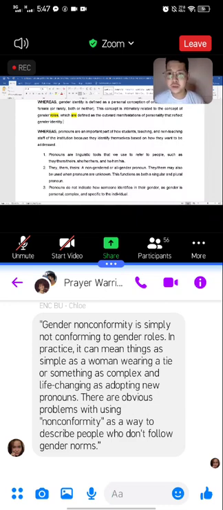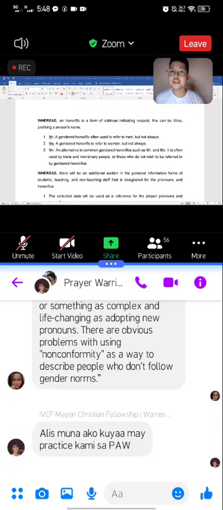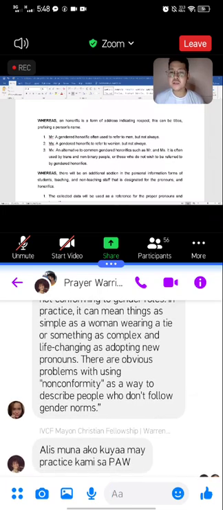So hearing none, let's proceed to the fifth clause. DJ, can you scroll down? Whereas an honorific is a form of address indicating respect. This can be titles prefixing a person's name. First, Mr., a gendered honorific often used to refer to men, but not always. Miss, a gendered honorific referred to women, but not always. Mx., an alternative to common gendered honorifics such as Mr. and Miss, is often used by trans and non-binary people or those who do not wish to be referred to by gendered honorifics. Is there any amendment on this specific clause?